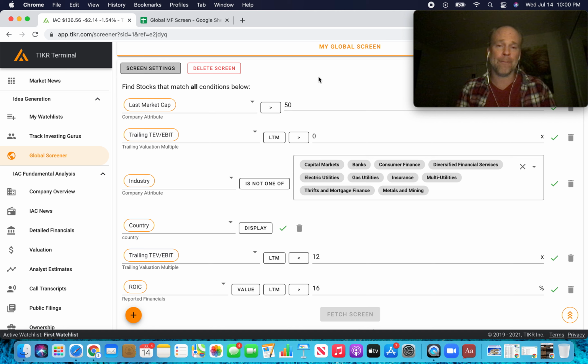But in the meantime, I'm just finding it an incredible free resource for researching stocks, both in the U.S. and outside the U.S. And now that we have this screener, which is completely new to TIKR, it's just gone way up, even above where it was before in terms of how much value I get out of it.